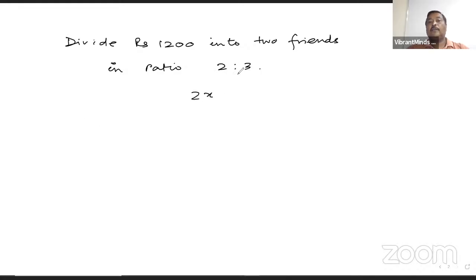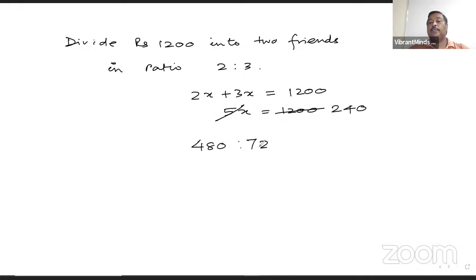I will mark the first part gets 2x, the next part gets 3x, and this will always be equal to 1200. So can I say 5x is equal to 1200, or x is equal to 240? So the value of 2x will be how much? 480. And the value of 3x will be how much? 720. So in these two ratios, the money will get divided. Clear?